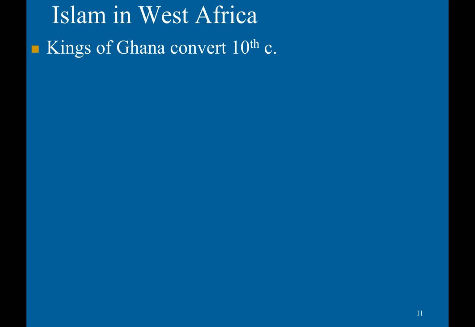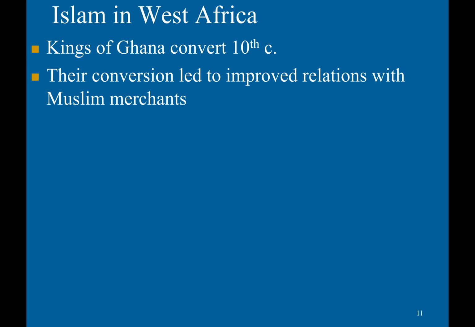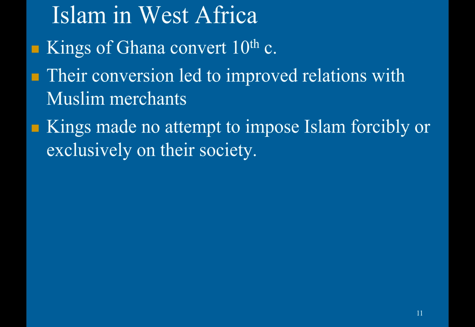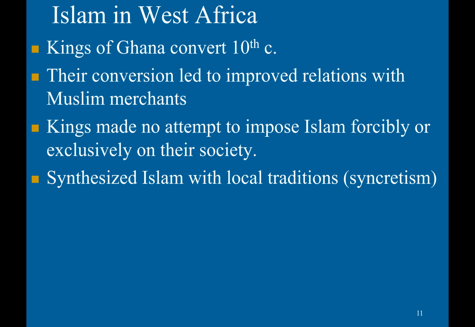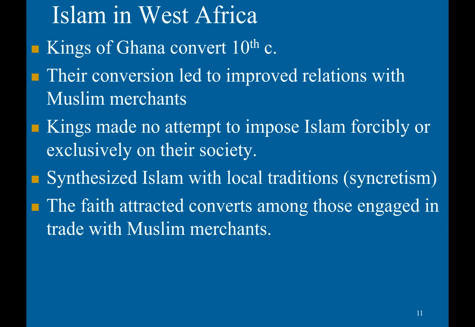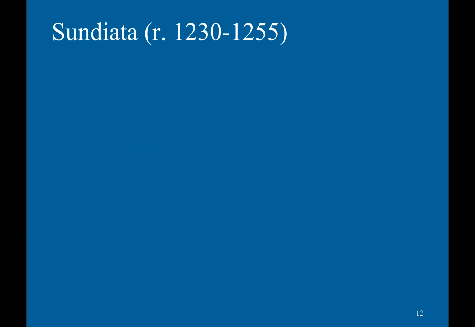The kings of Ghana converted to Islam around the 10th century CE. The conversion led to improved relations with Muslim merchants. However, they made no attempt to impose Islam forcibly or exclusively on their society. Locals often synthesized Islam with local tradition in the form of syncretism. The faith attracted many converts among those engaged in trade with Muslim merchants, again to improve the prospects for trade.